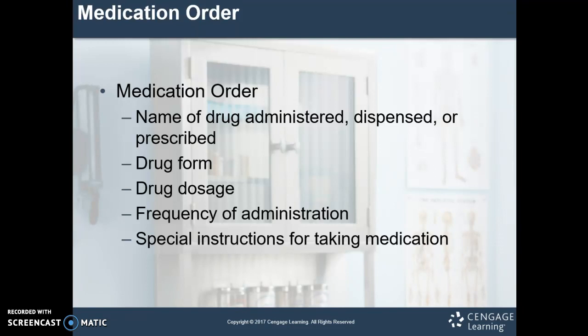It'll have the drug dosage, as well as the frequency of administration, meaning how often the person's supposed to take it. Is it every 6 hours, twice a day, every 2 hours? And any special instructions for taking the medication, such as with or without meals, in the morning, and so on and so forth.